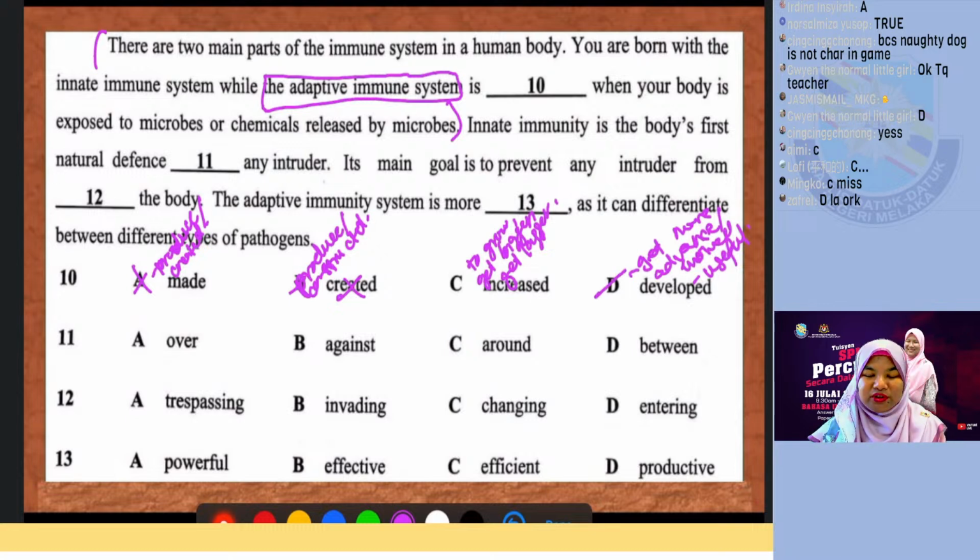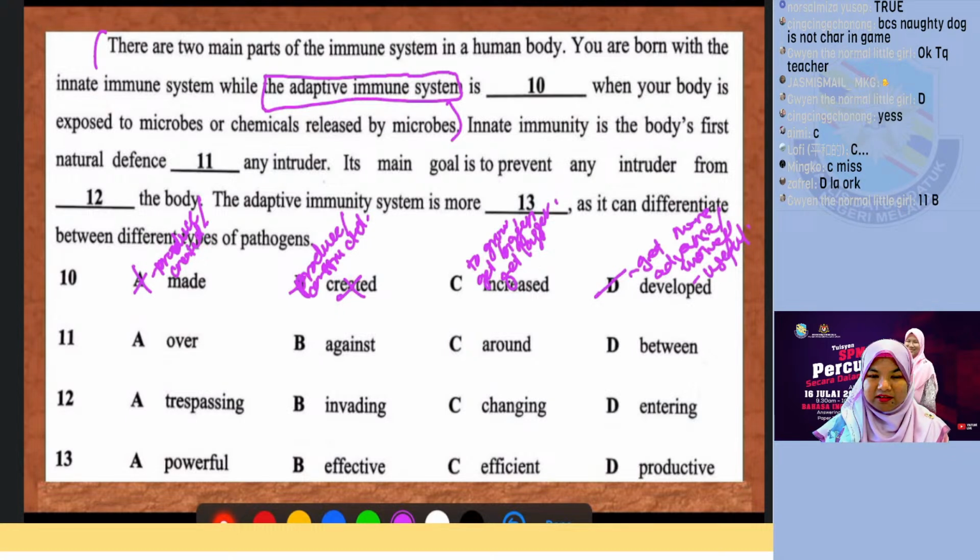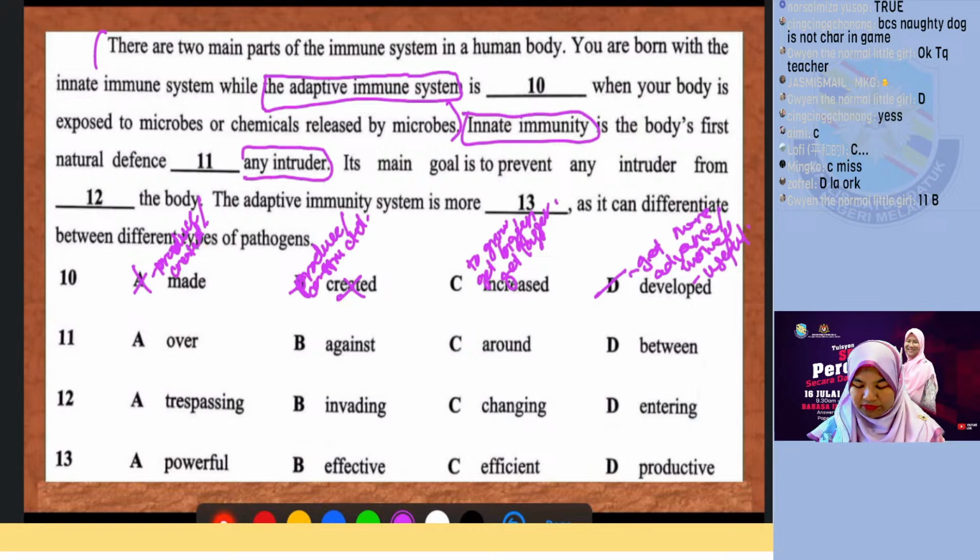Innate immunity is the body's first natural defense. Now we are talking about innate immunity. It's the body's first natural defense against intruders. This one is quite easy, I think. The meaning is quite easy. The options are over, against, around, and between. Do I need to explain the meaning of each one of these?